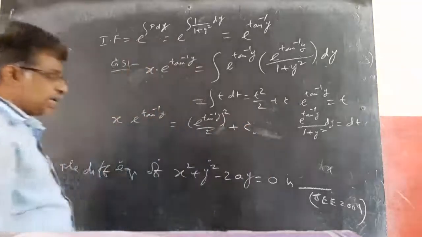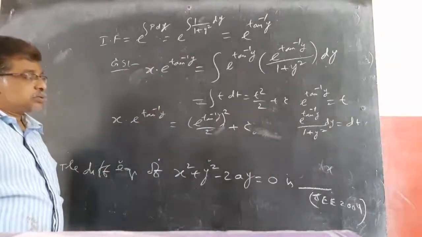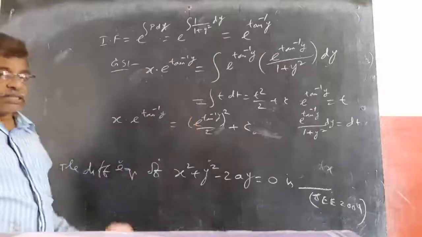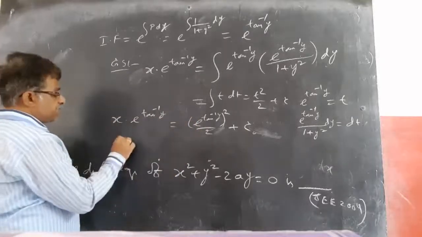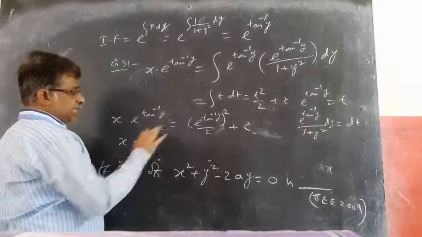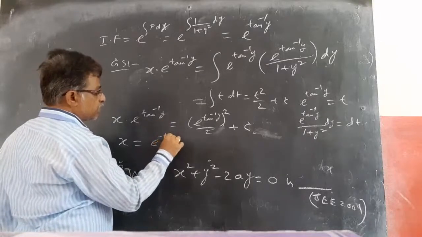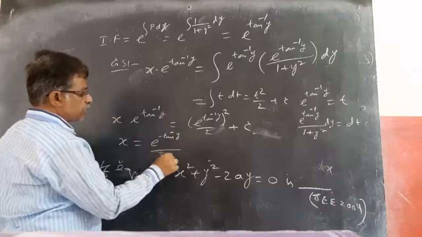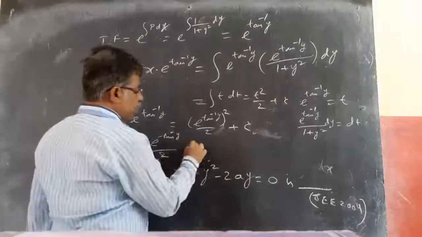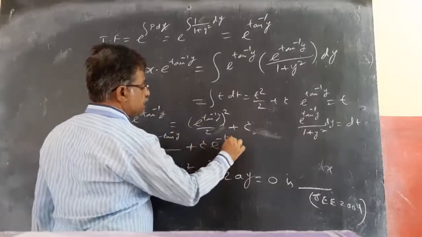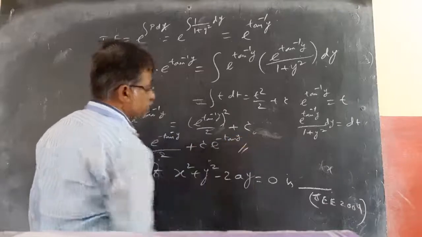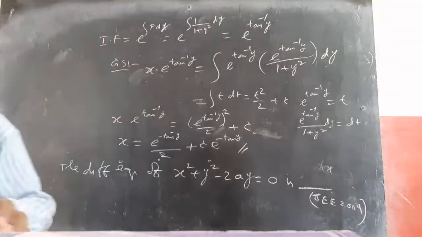You can leave it like that, but there will be options, so depending on the options, you simplify this. The options are given in terms of x, which means it cancels with e power tan inverse y. So x equals e power tan inverse y by 2 plus c into e power minus tan inverse y. This is the final option. So like this, you can proceed.